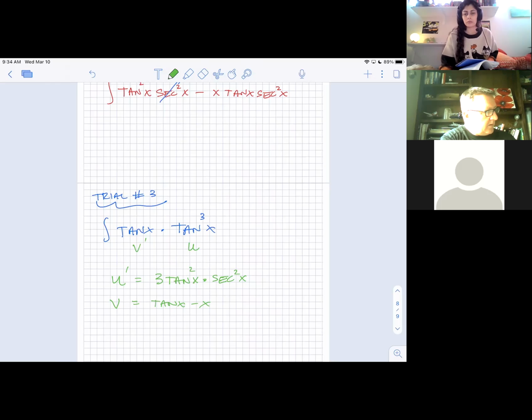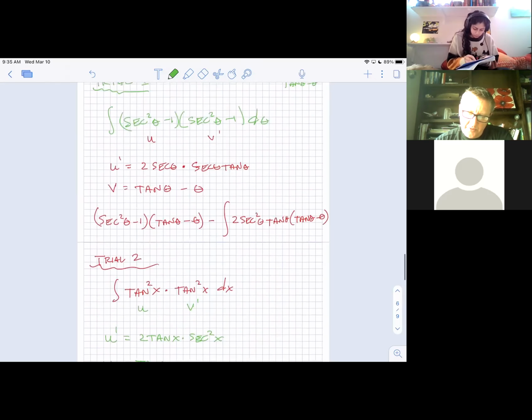Oh yeah, I got it wrong. The integral of tangent of x is not tangent of x minus x. That's the problem. The integral of tangent of x is negative natural log of cosine. What am I doing? That's not good. That means everything I tried was not true.